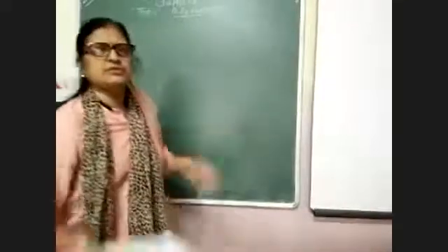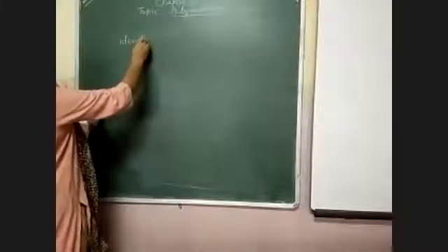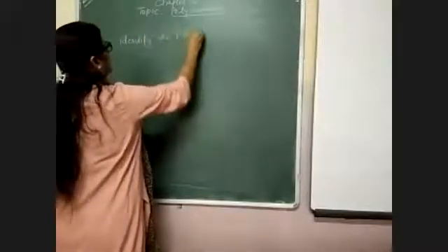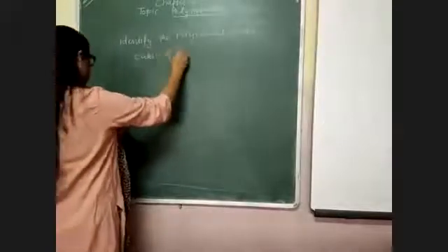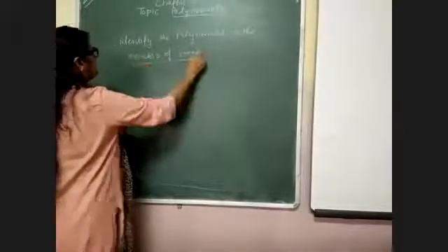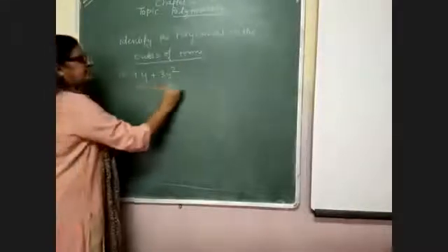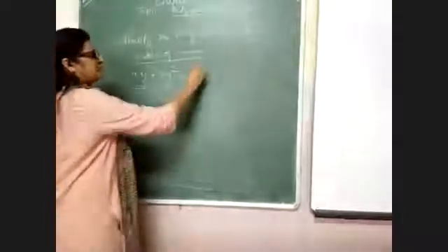Now I am giving you some examples and we will solve these questions. Identify the polynomial on the basis of terms. Question number one is 4y + 3y^2. Here two terms are used in this question, 4y and 3y^2. Where two terms are used, you can say it is a binomial.